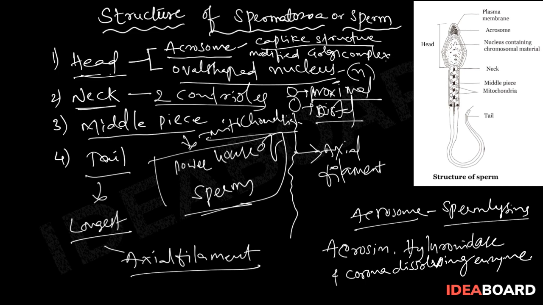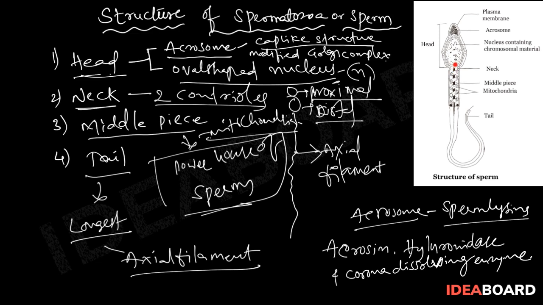Here is a diagrammatic representation of the human sperm. It is an acrosome which consists of the sperm lysins and it is modified from the Golgi complex. Next, it is the head part, and the head consists of an inner oval-shaped large haploid nucleus. Next, it is the middle piece. Here the two centrioles are present. The first one is called proximal and the second one is called distal.